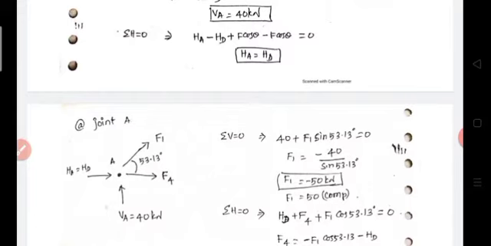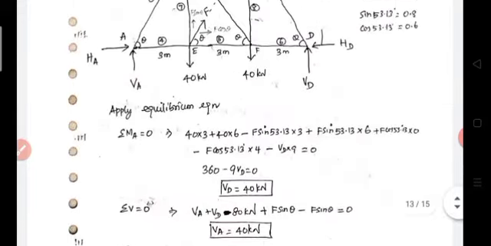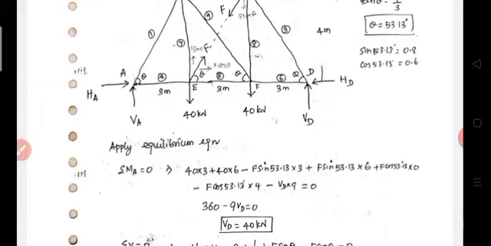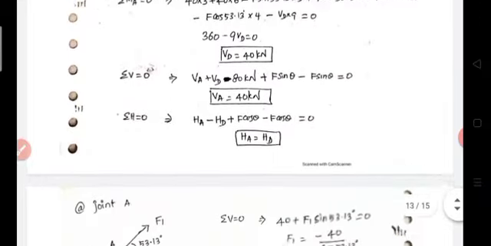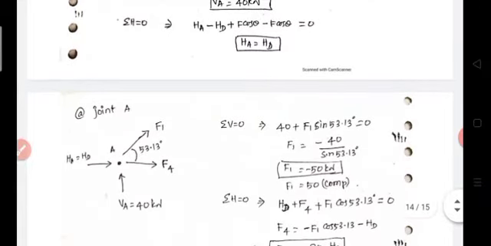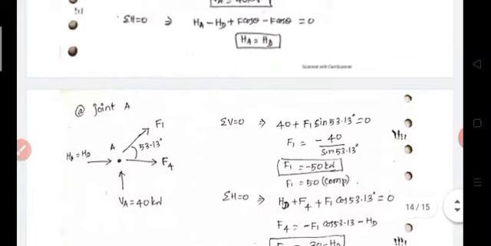Okay, so at the joint A, we already determined the support reactions VA and HA. The other two members connected at joint A are member 1 and member 4. This can be solved easily with the equilibrium equations. Initially we consider both forces as tensile, F1 also tensile, F4 also tensile. The F1 force makes an angle of 53.13 with respect to the horizontal.